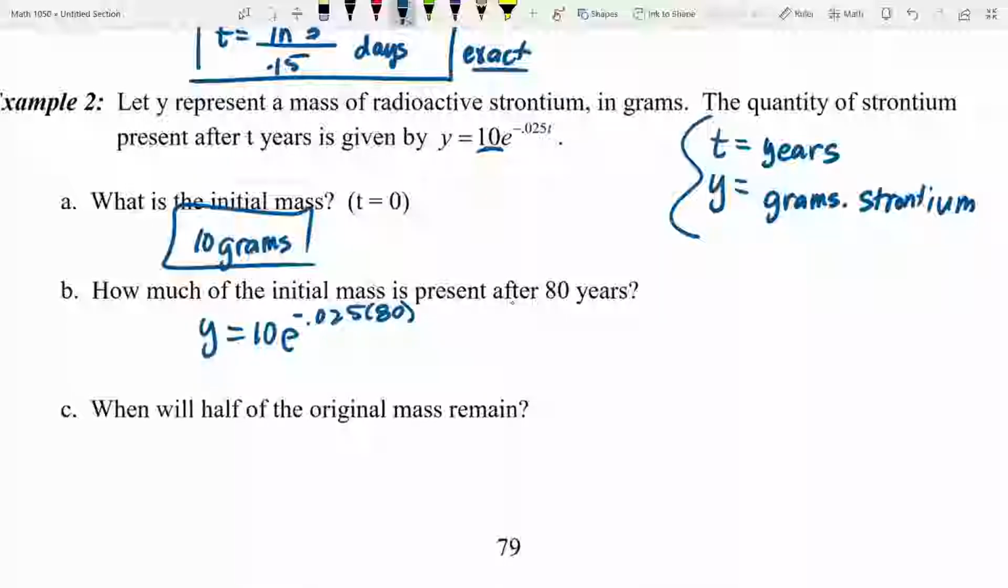Everybody stop right here for a second. Do you think it's going to be more than 80 or do you think it's going to be less than 80? Talk to me about that. It's going to be less. How do you know it's less? You've got a negative in your exponent, so it's going down.